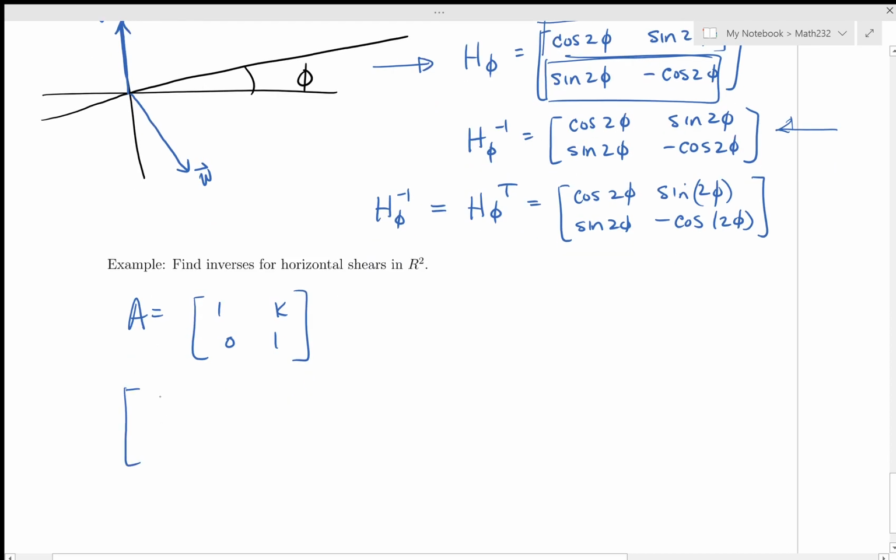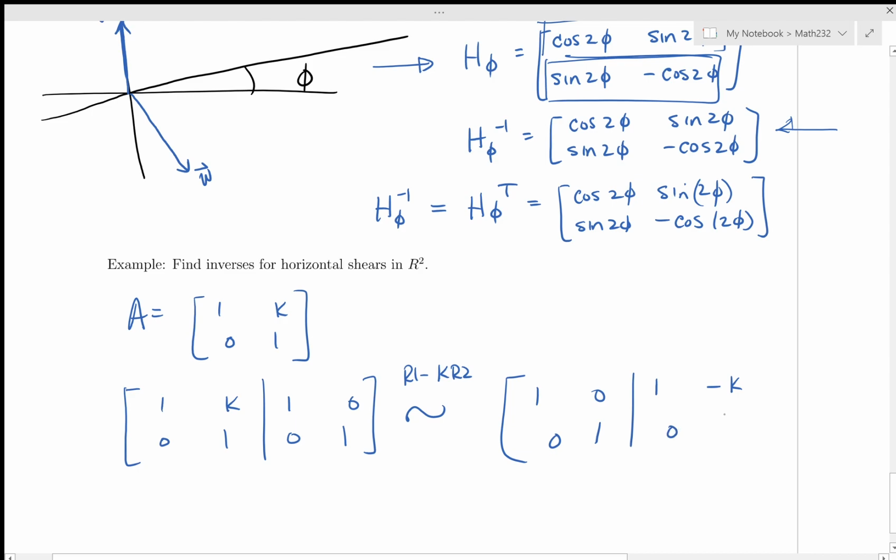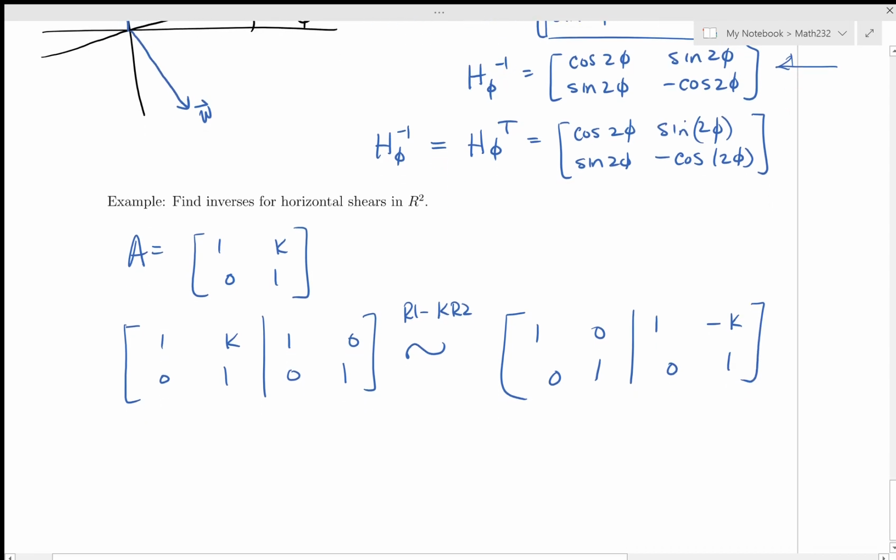Just as a way of recalling one method we've seen of computing inverses, let us find the inverse that way, because it's super easy to do. We have to do one row operation, R1 minus k R2. And that gets us this guy here, 1, 0, 0, 1. And then over here I get 1, minus k, 0, 1. So I now know what the inverse of that horizontal shear is. It is this guy here, 1, minus k, 0, 1.